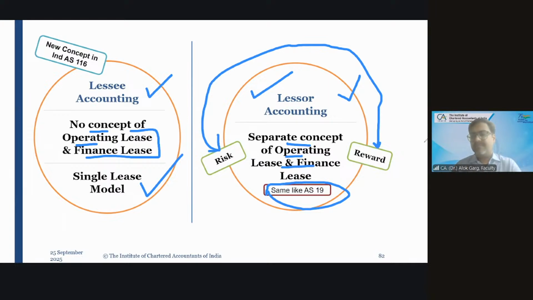So the main thing I understand is that the straight line basis which we are following, the systematic basis, is mainly because of the time value of money. Yes. Okay. Right. Thank you, sir. Welcome.